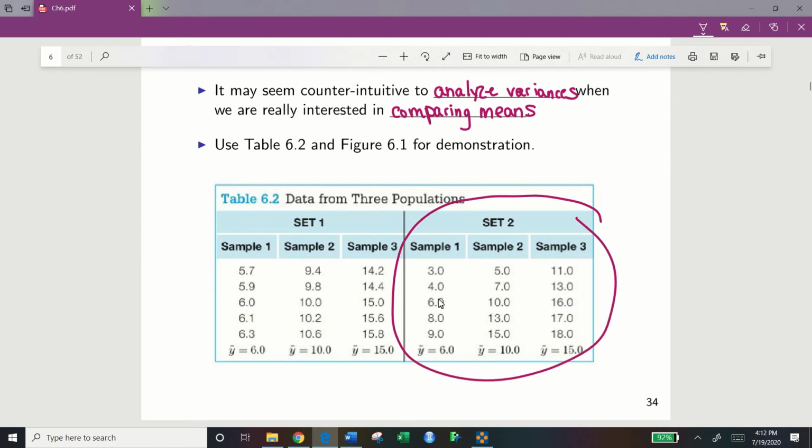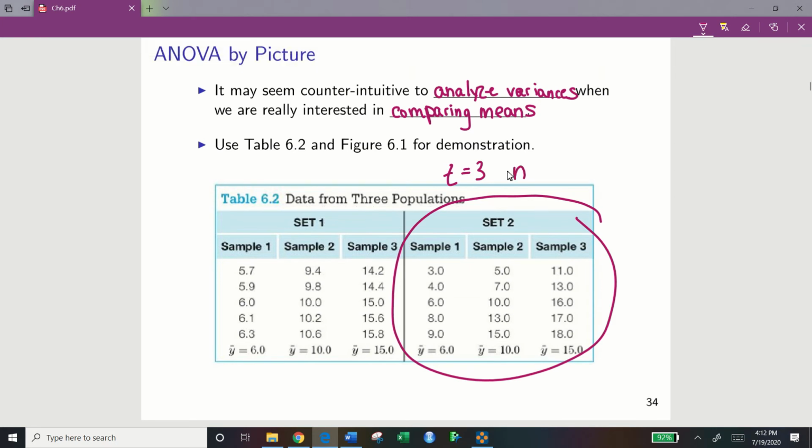Let me rephrase how we're saying this. Let's just focus on set 2. Set 2 has 3 samples, and each of those samples are equal to each other with a sample size of 5. This would be a balanced design because they have the same sample size.